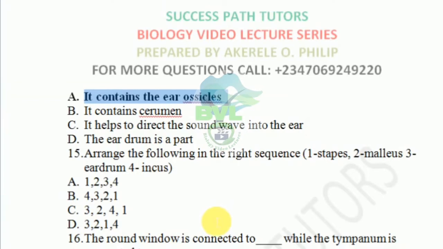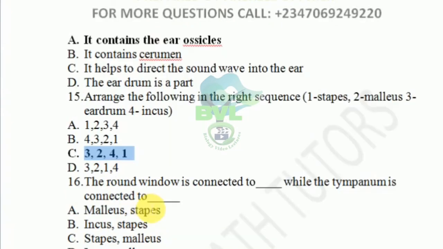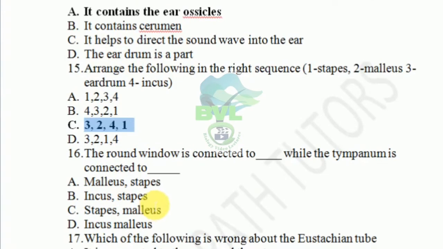Arrange the following in the right sequence. Okay, that should be eardrum with number one, that's going to be three, followed by malleus, incus, and stapes. That will be 3-2-4-1, that's option C. That's the arrangement from left to right. If you're looking at it here, the round window is connected to what, and the tympanum is connected to what? Now the round window is connected to the stapes, while the tympanum is connected to the malleus. So it's going to be stapes and malleus.